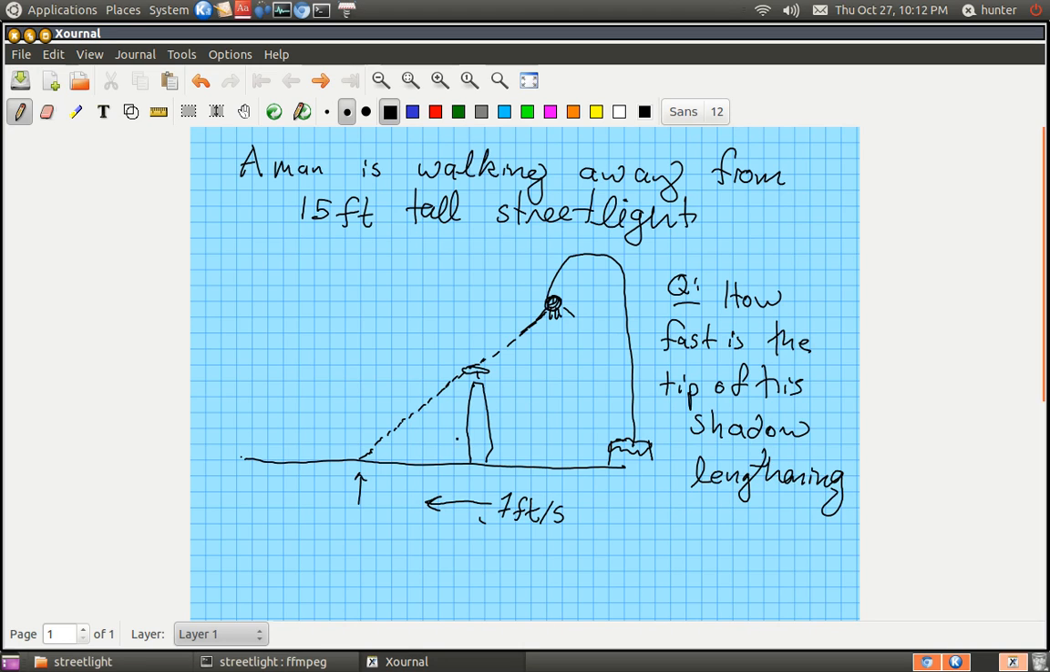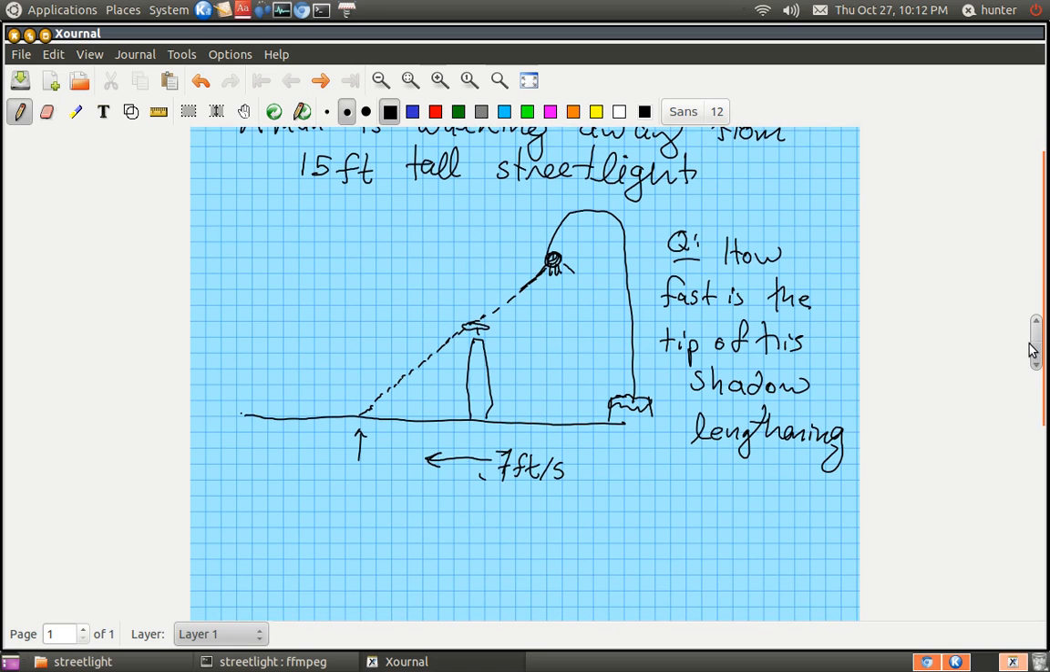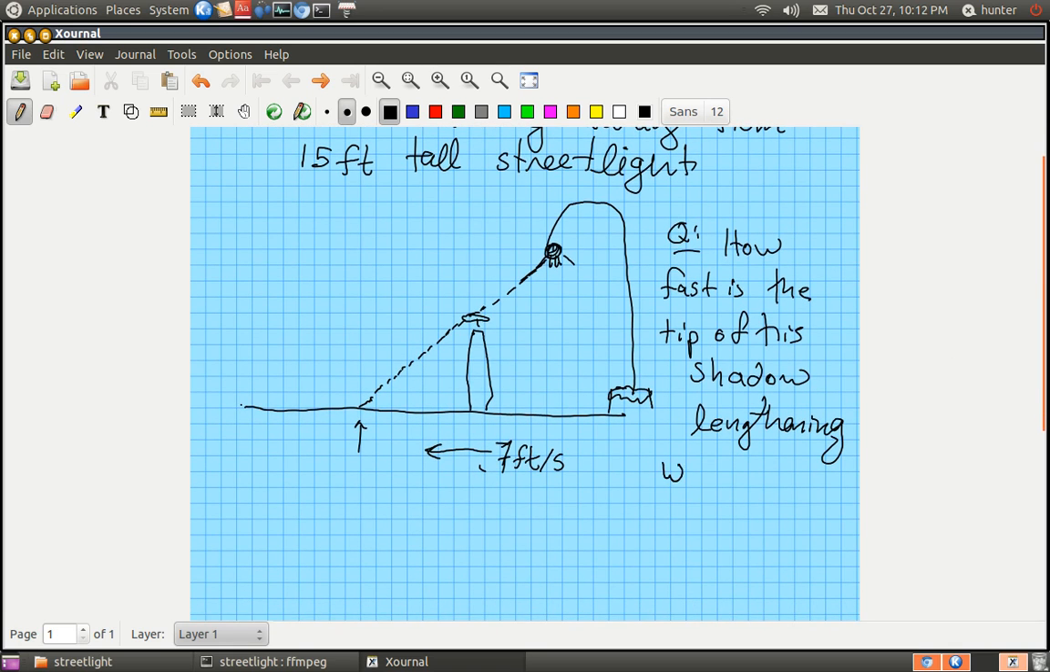As he walks away, if you can just see it in your head, it's a hard thing to visualize. But as he walks away at 7 feet per second, his shadow is going to be getting really long, really fast. The question asks how fast the tip of his shadow is lengthening when he is 32 feet or something like that from the streetlight. I'm sorry that I don't know this number. I think it's 32. Maybe it's just as well that I change it, because everybody has the same question for this one.